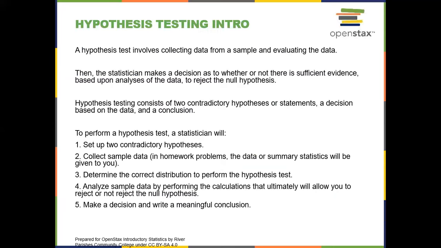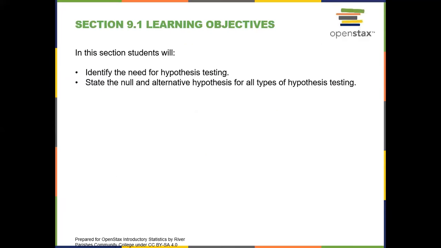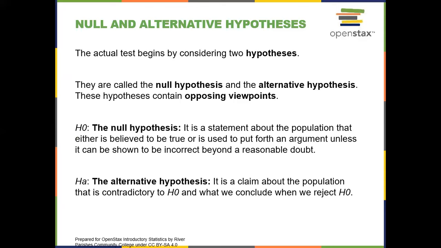Hypothesis testing with one sample. The actual test begins by considering two hypotheses. What is a hypothesis? It's an educated guess. They come in pairs. One is called the null hypothesis, the opposing viewpoint is called the alternative hypothesis. So the null hypothesis is the status quo statement. It's usually a statement about a population characteristic or a population parameter, such as the population mean.